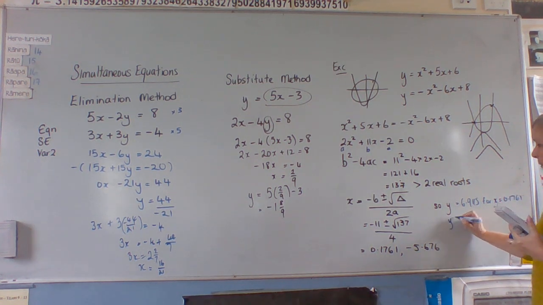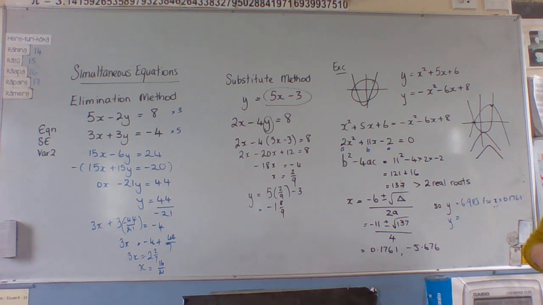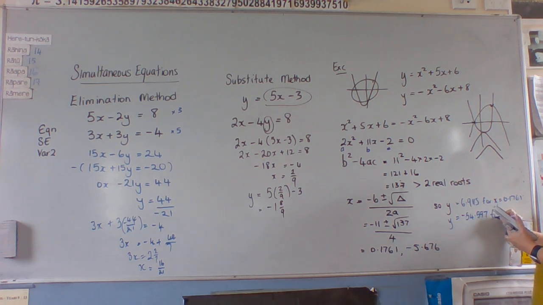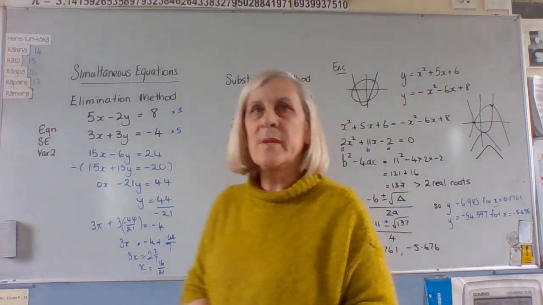And in the other one, negative 5.676 squared plus 5 times negative 5.676 plus 6 equals negative 54.597 for x equals negative 5.676. So there's my excellence. All right.